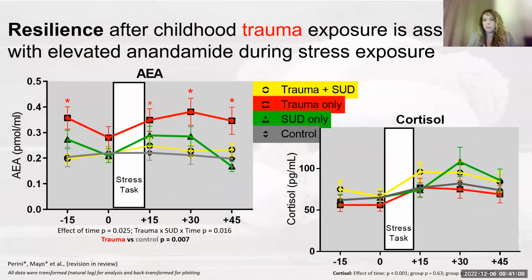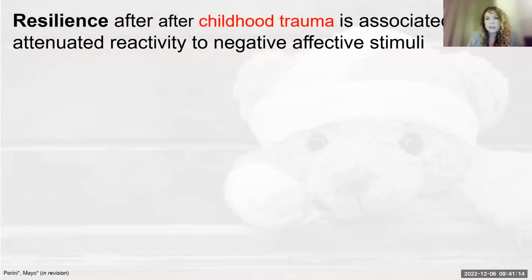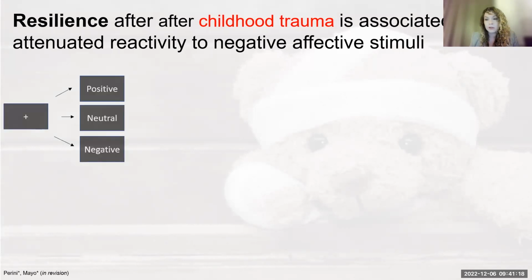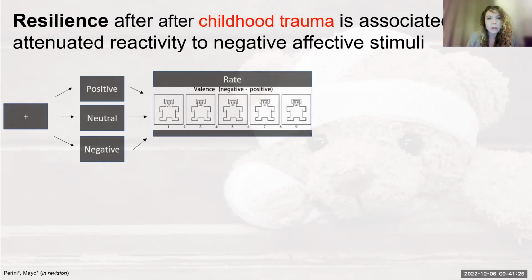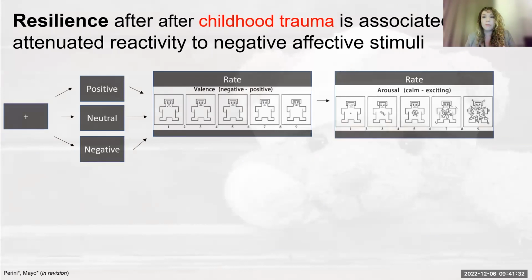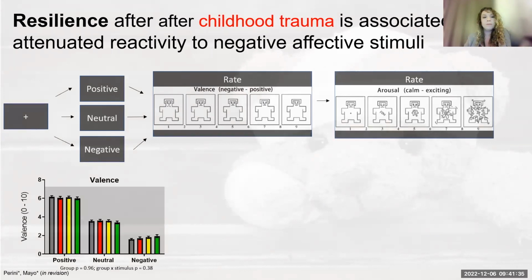So, our thought is, what are the behavioral consequences of having high anandamide in these individuals? We had them do a similar task that I mentioned before, where they're shown positive, neutral, and negative images. So positive pictures of puppies, negative pictures of vomit. And we asked them how it made them feel on the orthogonal dimensions of valence, so negative to positive, and arousal, so kind of the magnitude of the response that they feel. And what we see for valence ratings, no group differences. Puppies are good, vomit is bad.